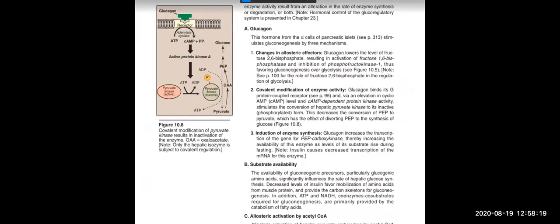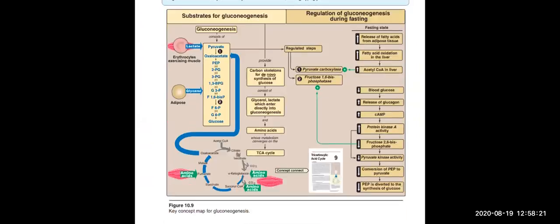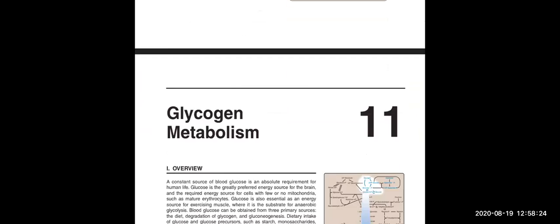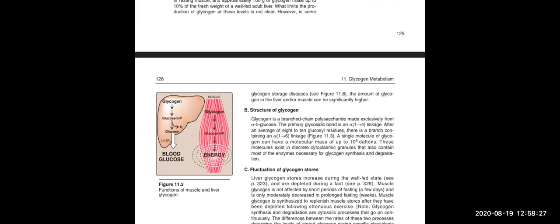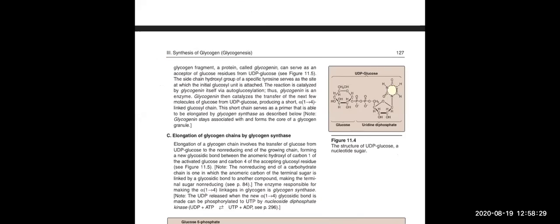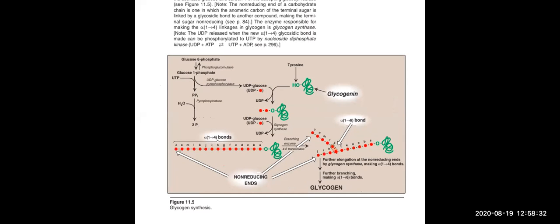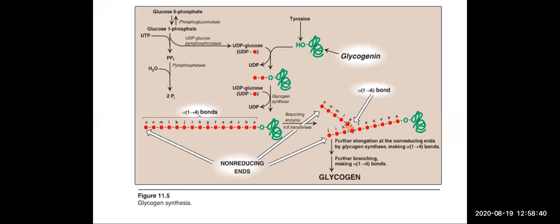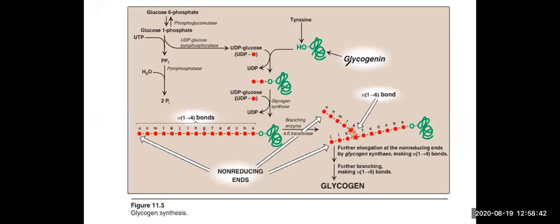This is gluconeogenesis, and this is glycogen metabolism. Here we will see, now see this image. This is glycogen synthesis. This picture is of glycogen synthesis. And what is going on? This is your glycogen synthase, your rate limiting enzyme. And we just read that the function of synthase is that it joins 2 molecules together.